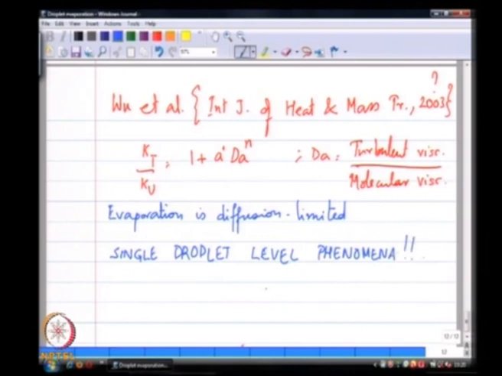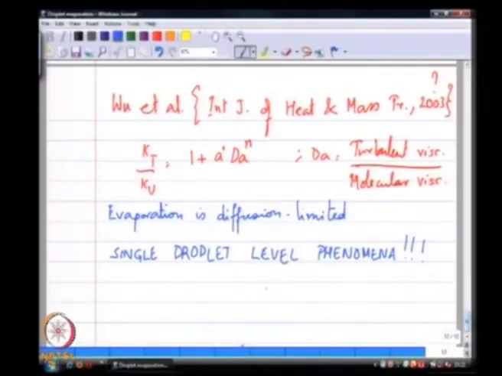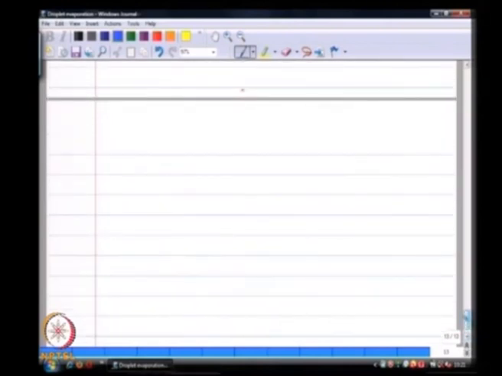At the end of the day, all we have discussed as far as phase change is concerned is in the context of single droplets. Now, how accurate is this in the context of sprays? To understand that, let us continue our discussion of this single droplet phenomena into the case of combustion of single droplets.